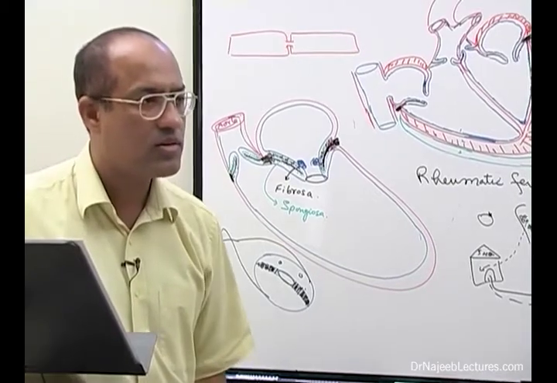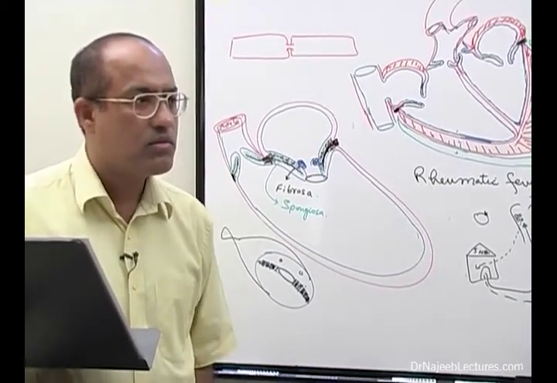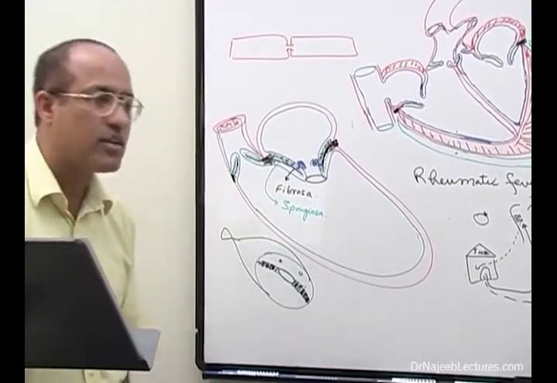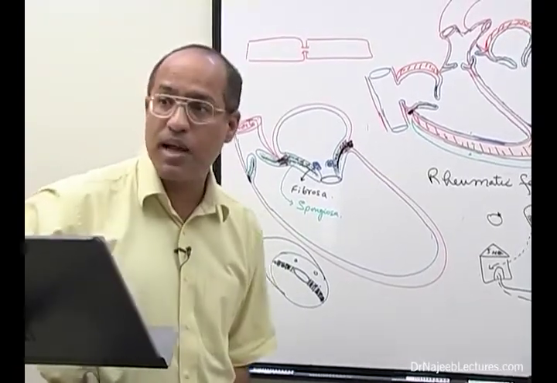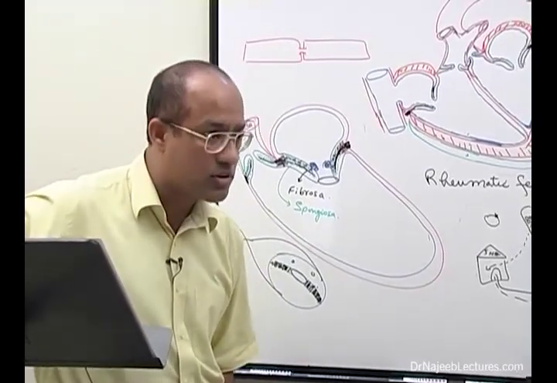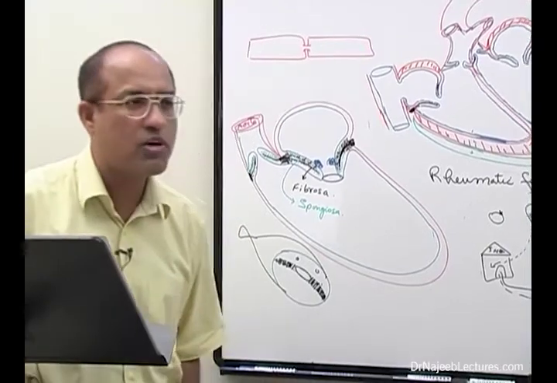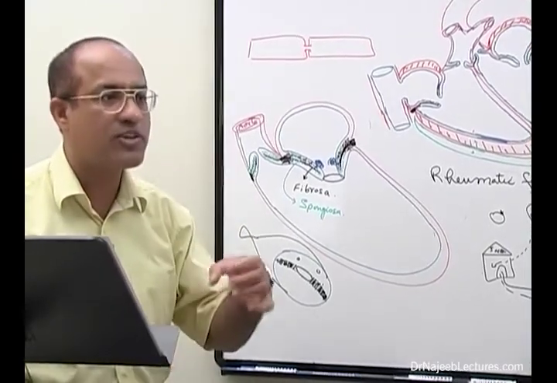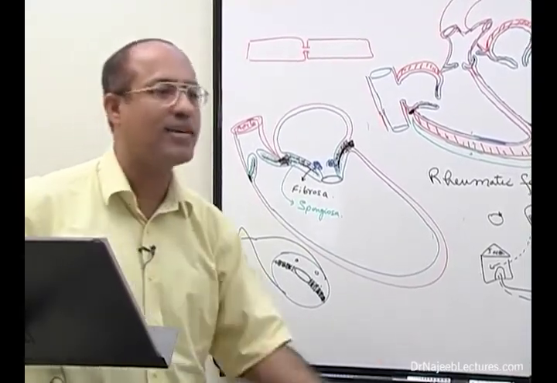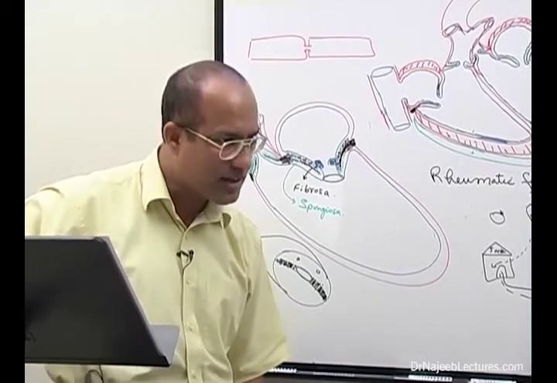What else could be a cause of mitral valve stenosis? There can be many causes, right? There may be a congenitally malformed valve causing mitral valve stenosis. But the most common cause of acquired mitral stenosis is rheumatic heart disease. Is that clear?